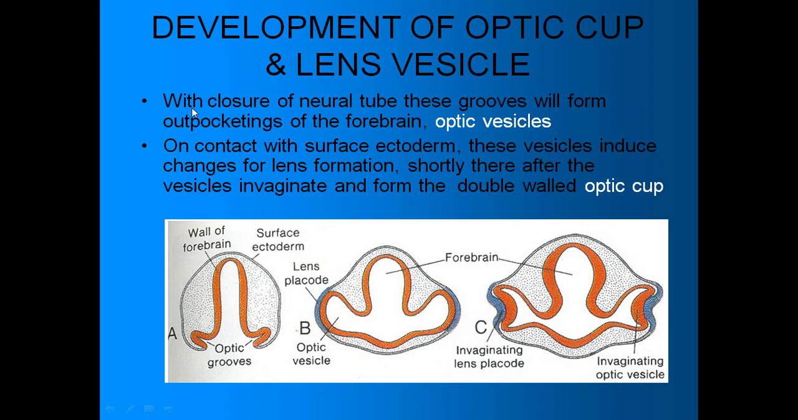So now you can see the notes. With the closure of the neural tubes, these grooves, that is optic grooves, will form an out-pocketing like a balloon of the forebrain called as optic vesicles. This one. On contact with the surface ectoderm, these vesicles induce changes in the surface ectoderm, resulting in lens formation. So now it's called as lens placode. In future it gives rise to the lens. Shortly thereafter, the vesicles get invaginated like this to form a double layer cup. This is the outer layer of the cup and this is the inner layer of the cup. It's called the optic cup.